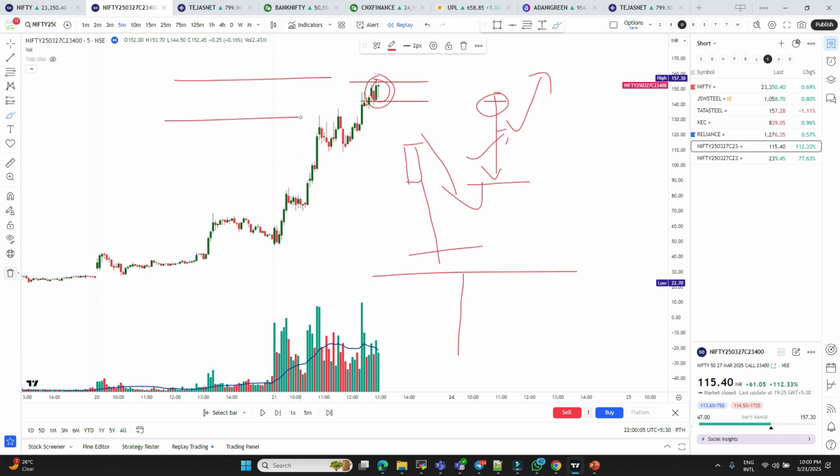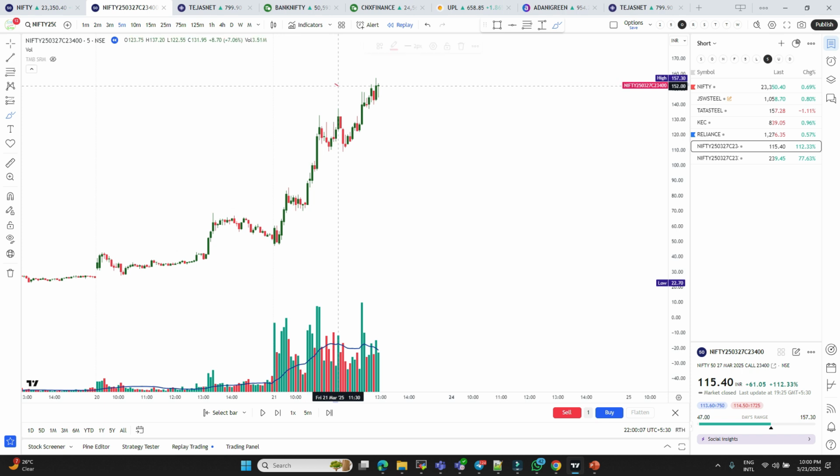That is where they are trying to test this. Okay, everywhere they are trying to test this. This is the shooting star. Okay, these are the shooting stars. How many shooting stars? Three shooting stars are there, right?